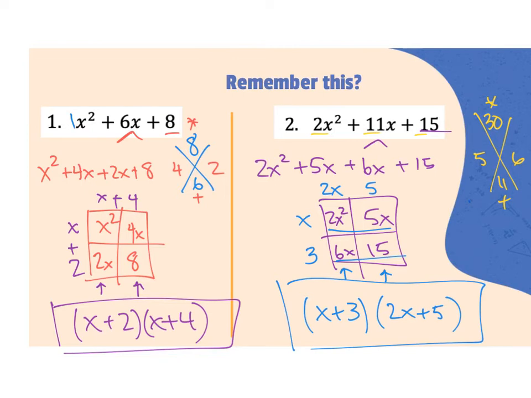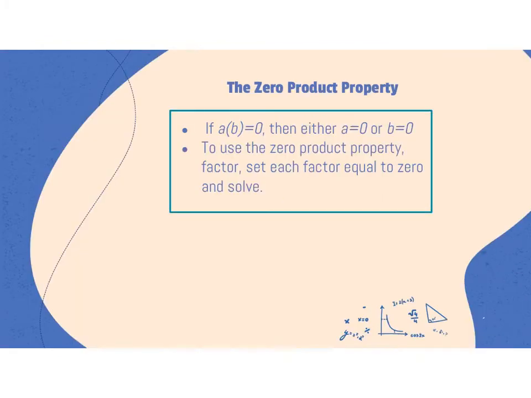Okay, so now here's where factoring comes into play. When we have these factored expressions, we can use the zero product property to solve them. So here's what the zero product property says. If a times b is equal to 0, then either a equals 0 or b equals 0. So if I have two things multiplied together equaling 0, I can split them into a equaling 0 and b equaling 0. And that's what we're going to do with these factors.